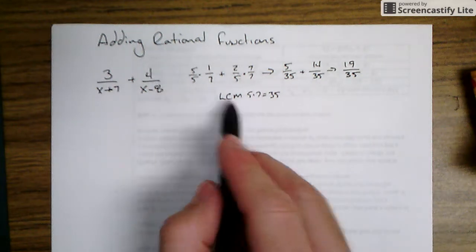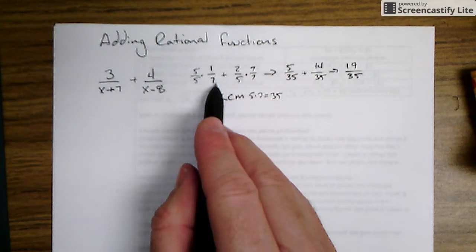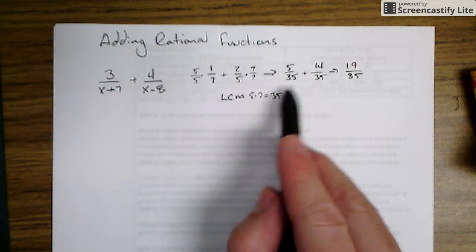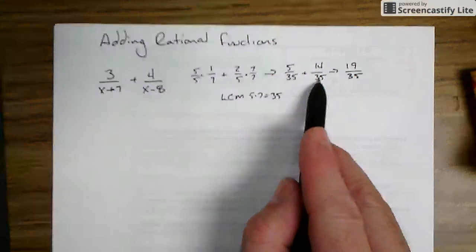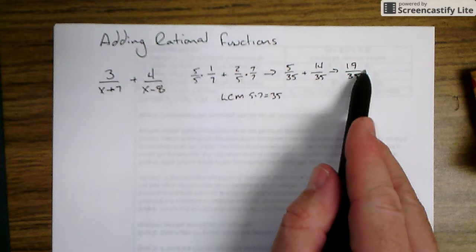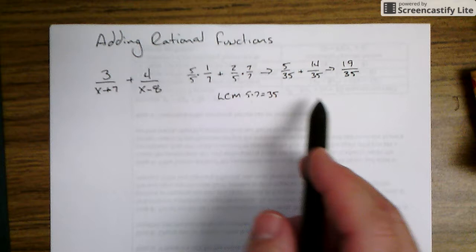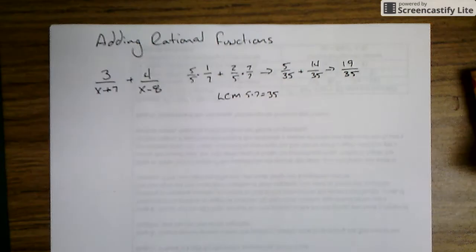So find your least common multiple of your denominators, multiply to get to that least common multiple so we have a common denominator, and then we can add our numerators together and maintain that common denominator. So the same concepts apply with our rational functions.